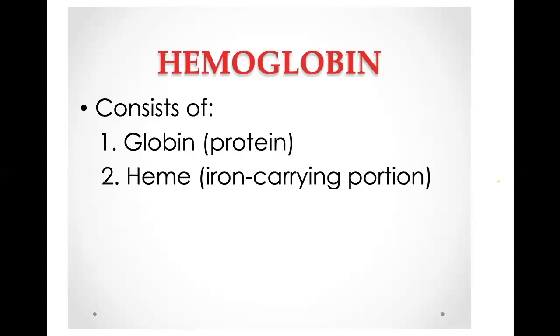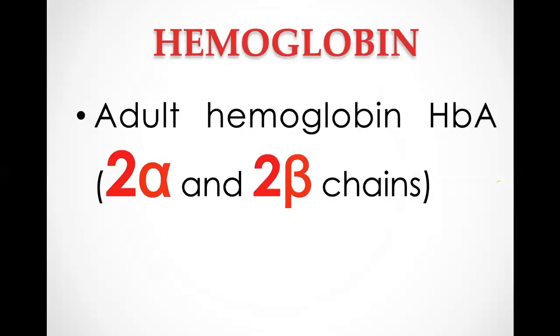So if you remember earlier, we mentioned the biochemical structure of your heme, wherein it has a pyrrole ring and it contains iron. Now, memorize this by heart. So we have several types of hemoglobin. One is the adult hemoglobin. We also have the fetal hemoglobin. Now, the adult hemoglobin, this is a must know.